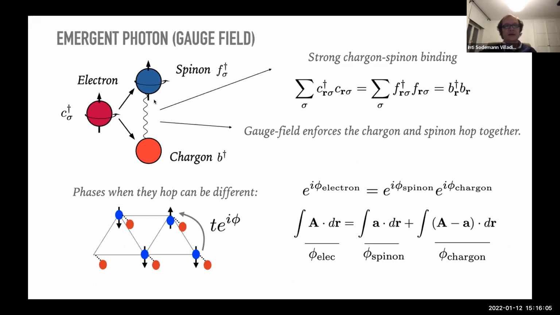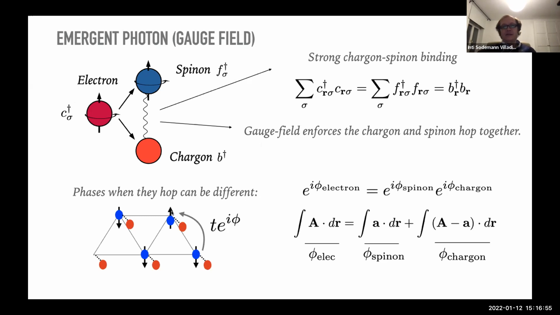Crucially, this state has an emergent photon, or an emergent U(1) gauge field, that is ultimately responsible for enforcing these constraints. So you should picture that the spinon and the chargon are always strongly interacting, strongly coupled. This wiggly line depicts the gauge field, and in a sense, this gauge field forces the spinon and the chargon to move together. So every time you act on the state with some local operator that is basically moving electrons, you will have some motion of the spinon and the chargon as bound objects, in a sense.